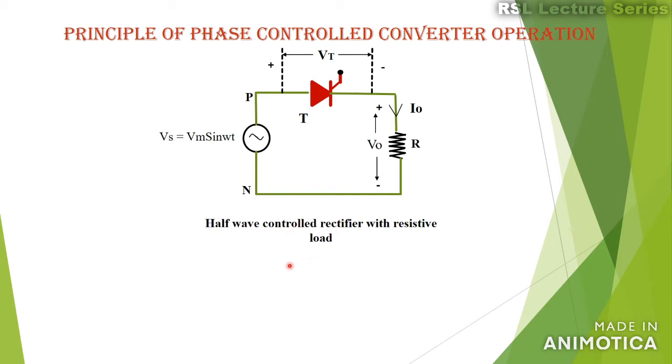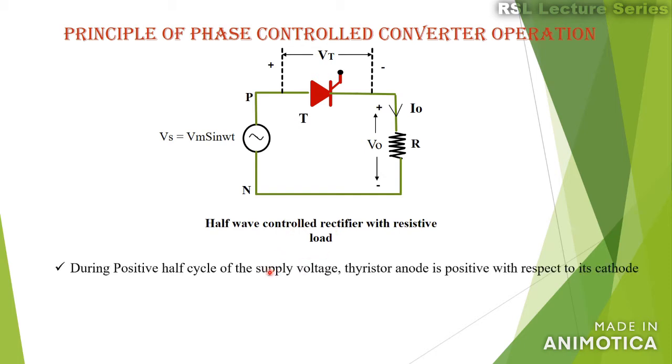Now during the positive half cycle of the supply voltage, this terminal P is considered positive with respect to N. This terminal P is connected to the anode terminal of the thyristor. Since the anode terminal is connected to positive during the positive half cycle, this thyristor is said to be in forward biased condition. Even when the thyristor is forward biased, it will not conduct. It will be in the forward blocking mode.